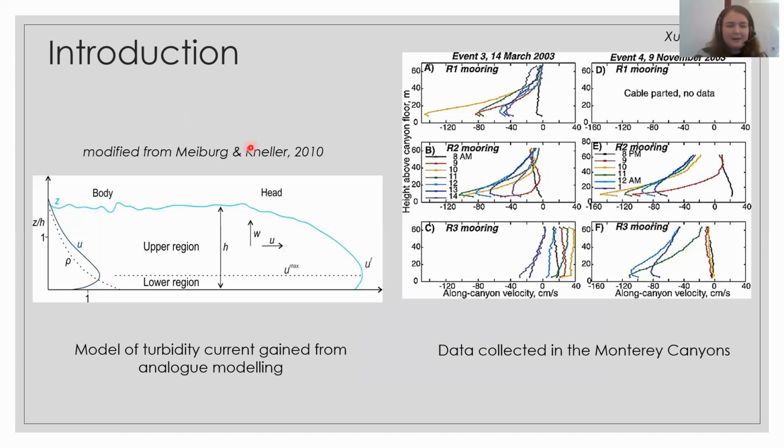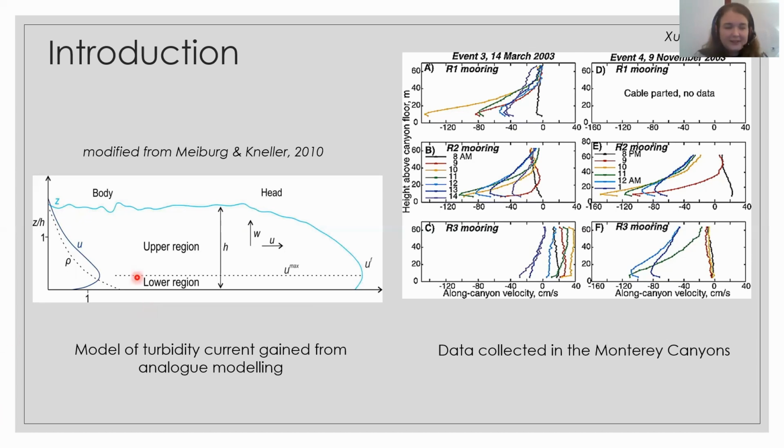You've probably all seen this diagram that is depicted here on the left, that shows the velocity profile and the concentration profile of a turbidity current. Maybe you've never wondered how we know what this velocity profile and concentration profile look like. And how do we know this? We actually know this from analog modeling, because up until the early 2000s, there had been no direct measurements of turbidity currents in any natural system.